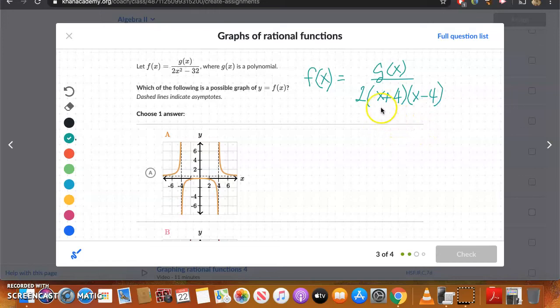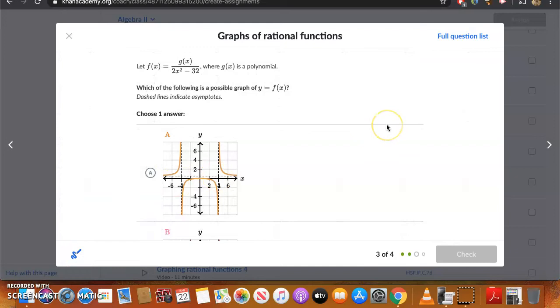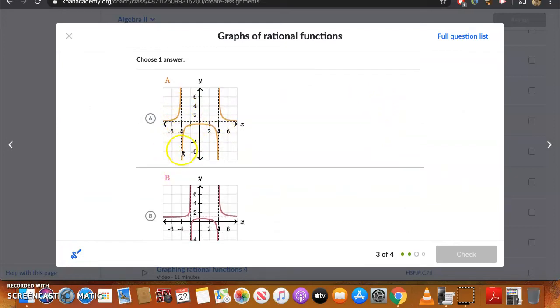Okay, there we go. So basically I know that I have restrictions at x equals 4 and -4. Now those restrictions, depending on what g of x is, could be vertical asymptotes or they could be holes, right? But they have to be something, either vertical asymptotes or holes. So let's take a look at which ones have either vertical asymptotes or holes at 4 and -4. Here I have vertical asymptotes at 4 and -4. So A looks like a pretty good choice.